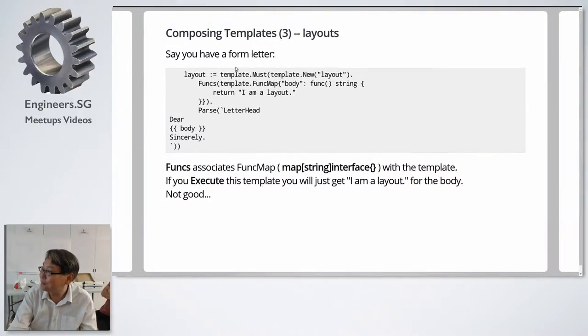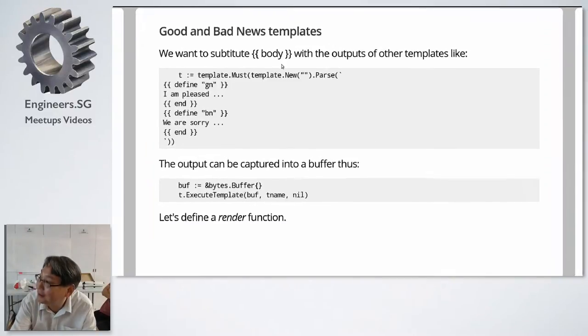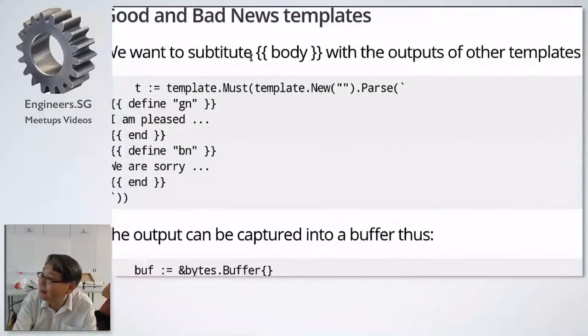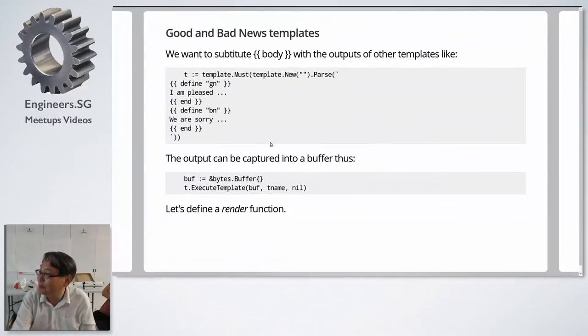So what do we do there? Let's look. So I must pass, I can define good news. Good news says, I'm pleased to inform you. I can define bad news. We are sorry to inform you your letter has been rejected or whatever. Yeah, so that's the form letter. And output can be captured into a buffer. You don't have to write to standard output.